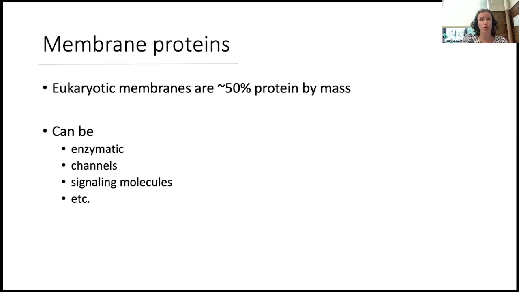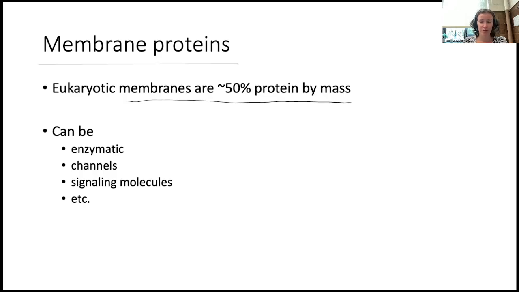Okay, let's wrap up our discussion of lipids by discussing how lipids interact with proteins. So proteins interact with the lipid bilayer. We'll call them membrane proteins. And we need to be talking about this because they are a major component of the lipid bilayer, up to 50% by mass. And these proteins can have all sorts of purposes.